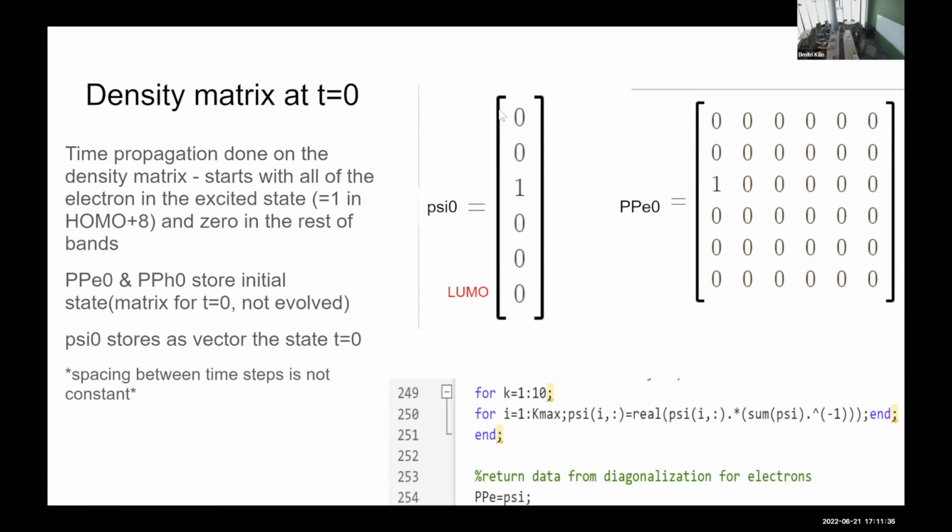For the size 0, that is used to calculate some of the coefficients that Landon was talking about before. And that's just the first column of this PPE matrix. And then for the holes, it's basically the same story, just reversed, because then you're counting down from LUMO.